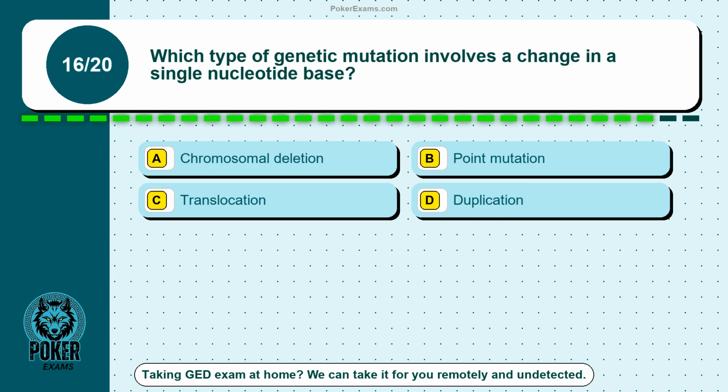Question 16. Which type of genetic mutation involves a change in a single nucleotide base? Option A chromosomal deletion. Option B point mutation. Option C translocation. Option D duplication.